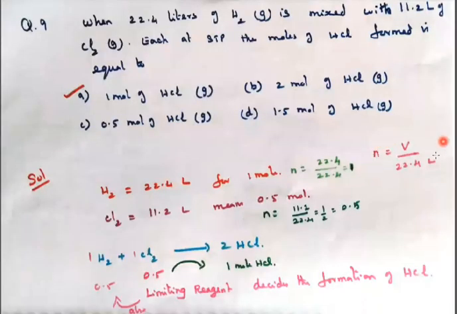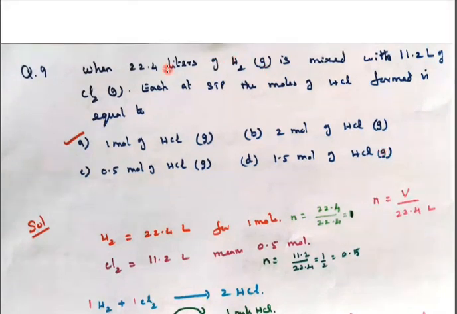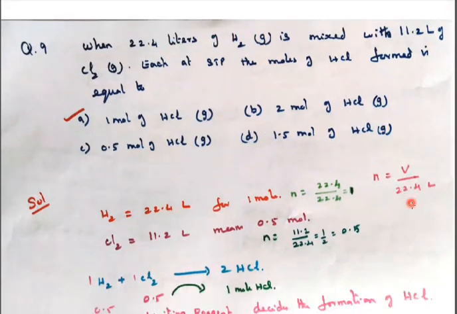So already I told you the trick formula for the number of moles in volume. n is equal to V by 22.4 L if it is in liters. If it is in milliliters, V divided by 22,400 milliliters. In the question, the volume is given in liters. So the formula would be V by 22.4 liters. So here hydrogen 22.4 L for 1 mole.